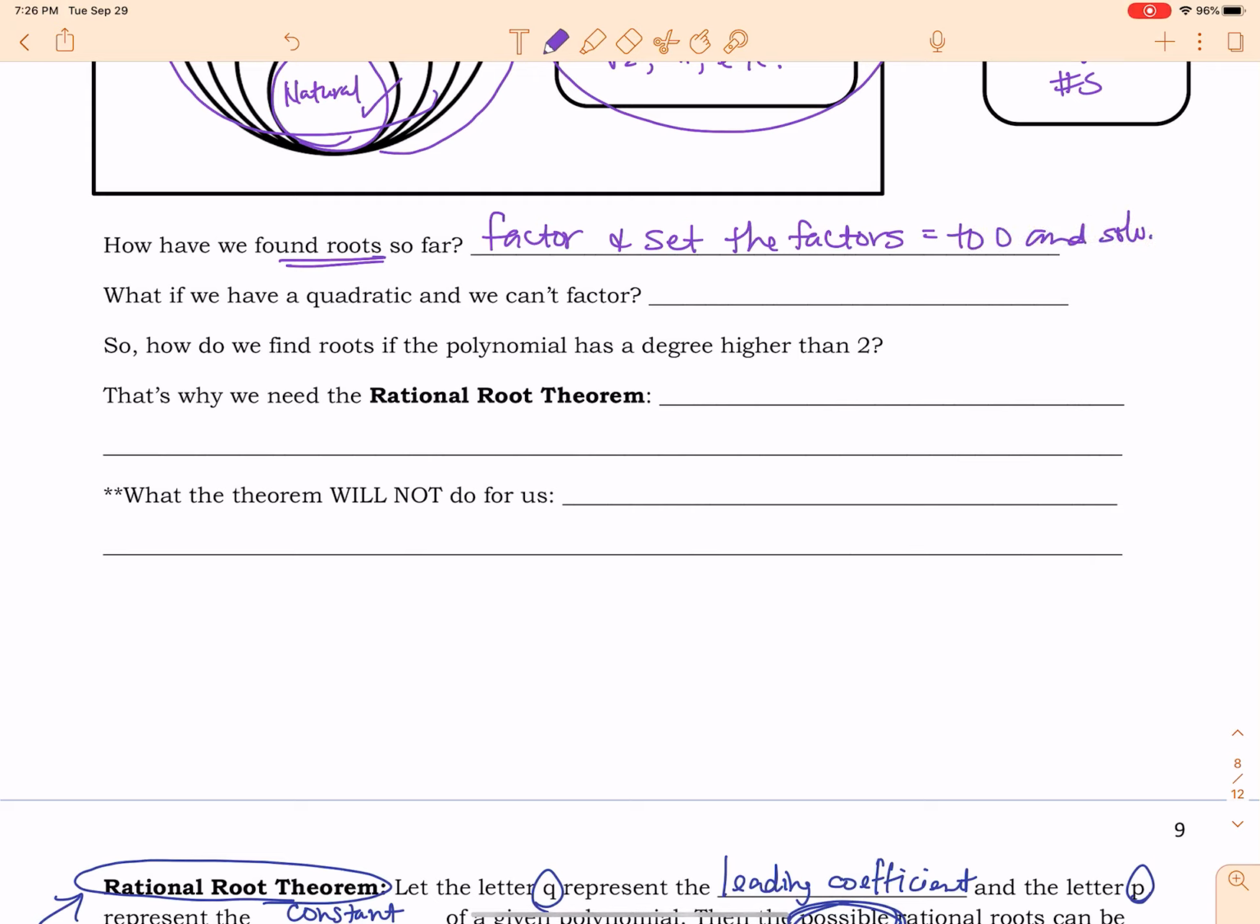All right, so up until now, that's what we've done. We factored, we set the factors equal to 0, and then we solved them. So what if we have a quadratic and we can't factor it? Because that happens sometimes. Sometimes I give you a quadratic equation and it is not factorable. When you have a quadratic, that means it's in a degree of 2. We will use the quadratic formula when we can't factor it.